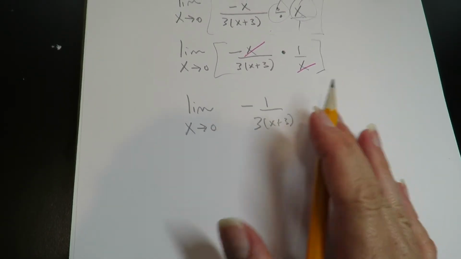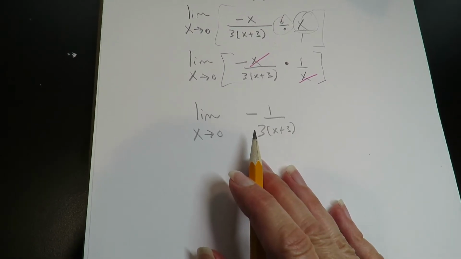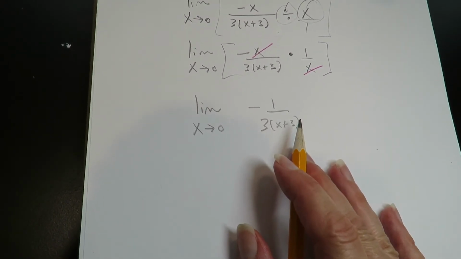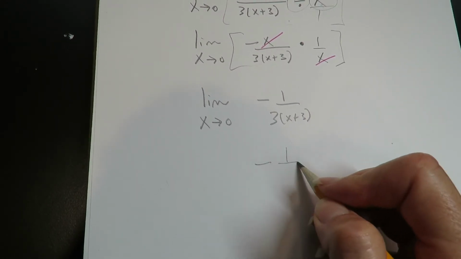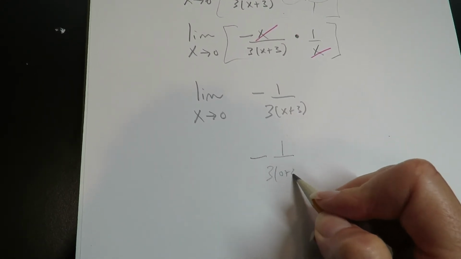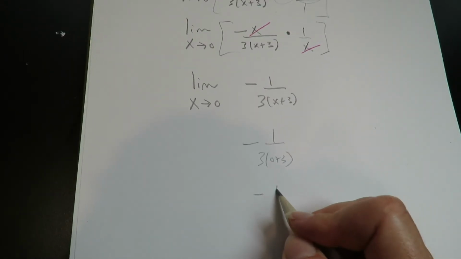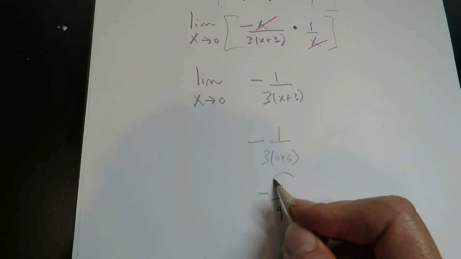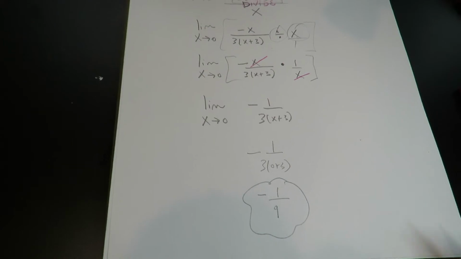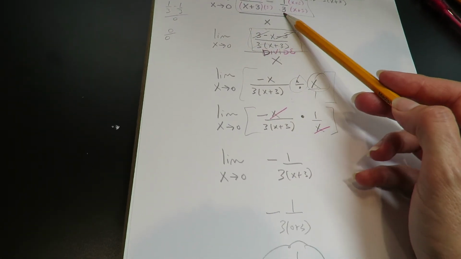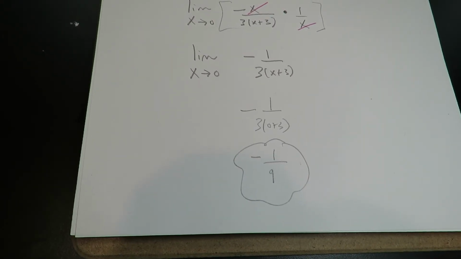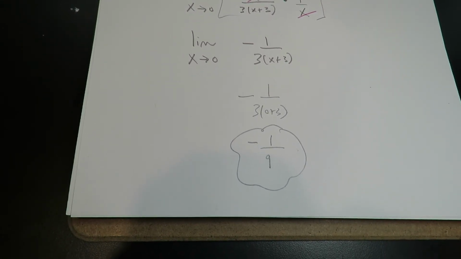All right, and now since I've completely simplified the complex fraction, I can go ahead and try to take the limit again. So now I will plug in the x value of 0, and I will get -1/9, which is the final answer. So the limit as x goes to 0 on this complex fraction equals -1/9. That is what the limit approaches.